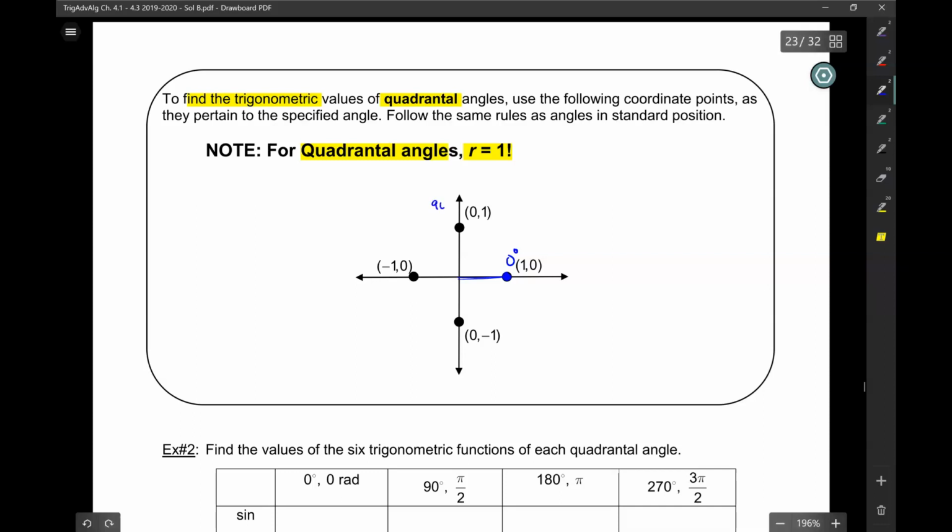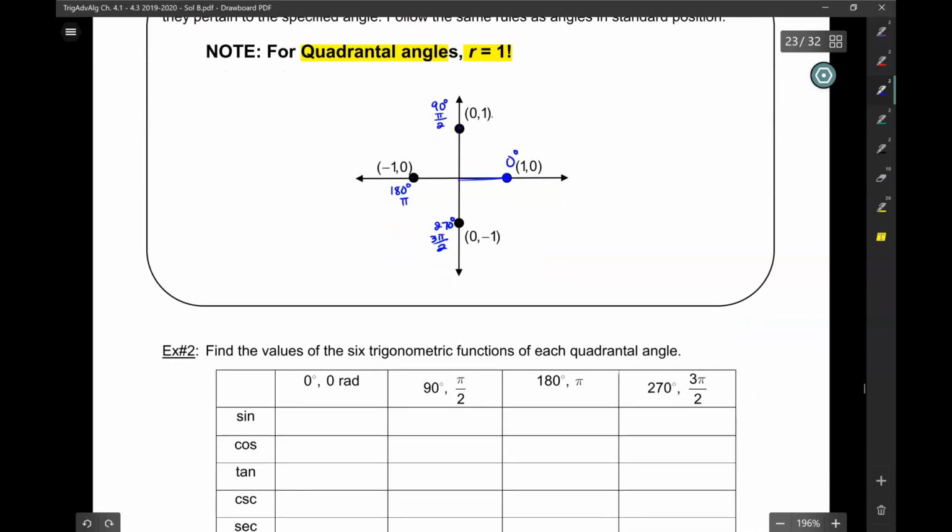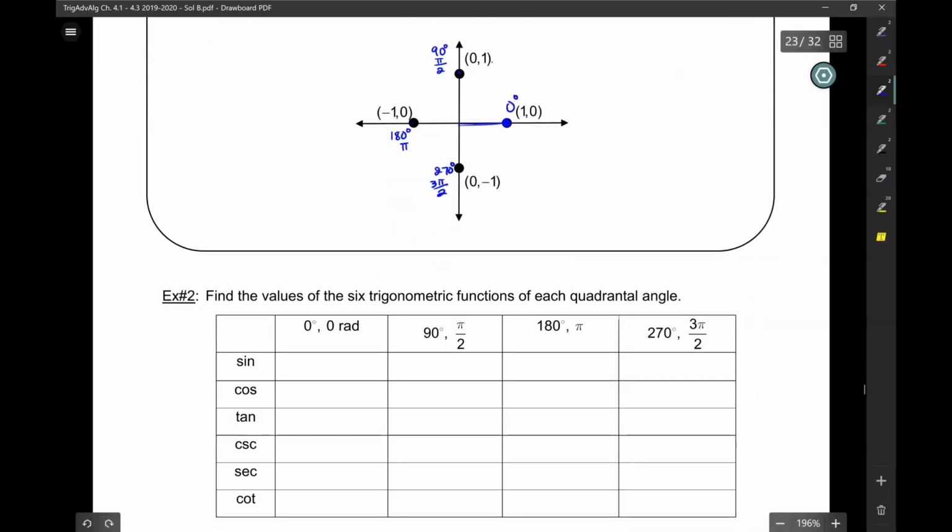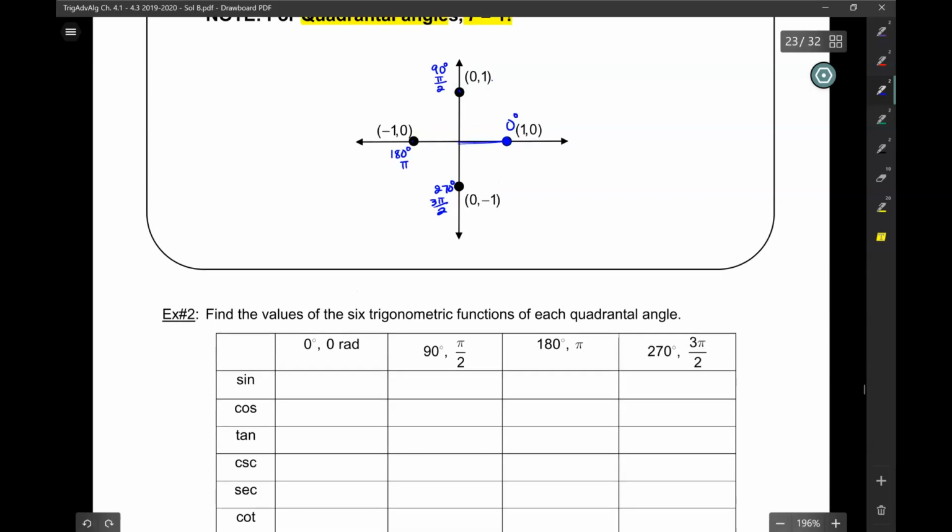90 degrees, or pi over 2, is right there. For that, I always choose 0, 1. Because how do I get to that point? 0 on the x-axis, 1 on the y. Okay, 180 degrees is here, same as pi. For that, my coordinate is always going to be negative 1 comma 0. And then 270, or 3 pi over 2 is here. For that, my coordinate is always going to be 0, negative 1. Okay, so let's find the values of the trig functions for these angles. All right, suppose we're at 0 degrees, right here.